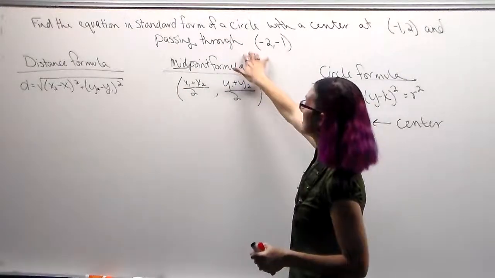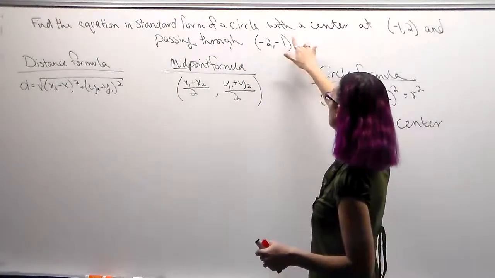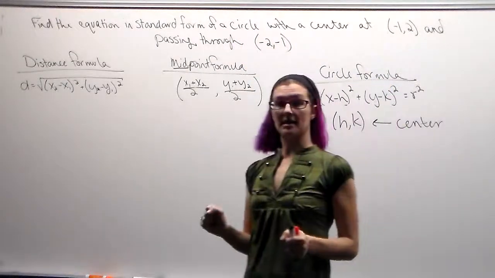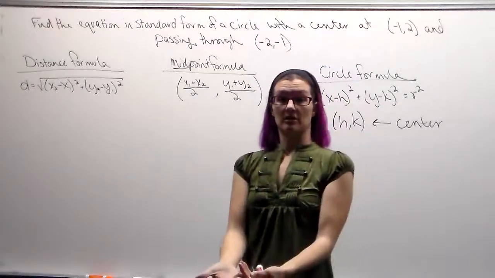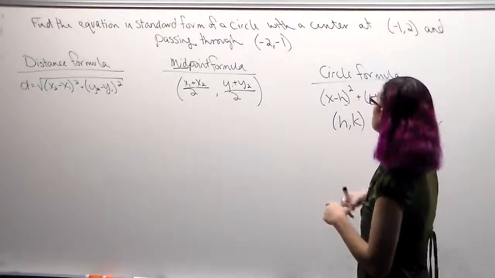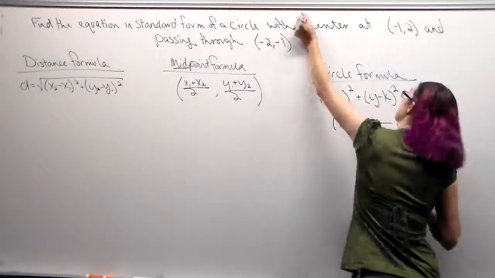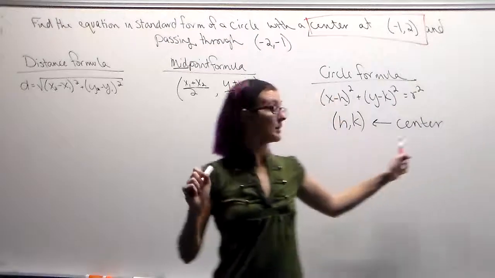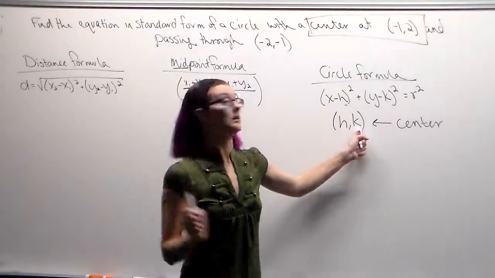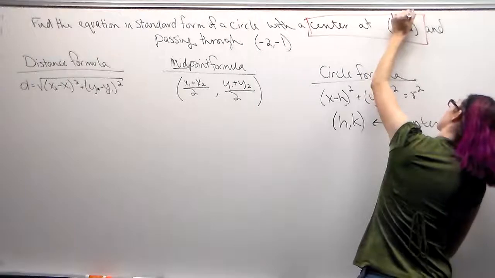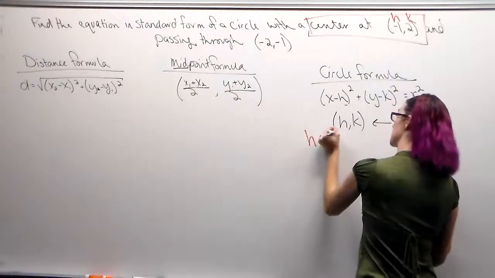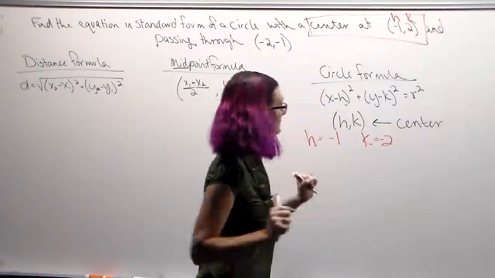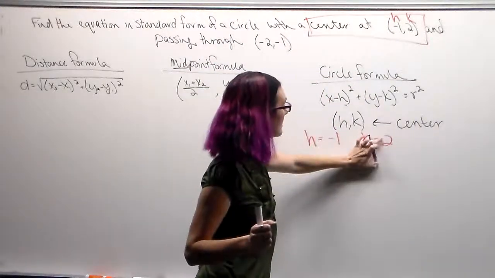This question that we have, it says find the equation standard form of a circle with the center at -1, 2 and passing through -2, -1. So they gave us the center. So you need to be very careful as to which point is your center. Our center is that point. Your center is always h comma k. So this is h and k. H equals -1, k equals -2. No, +2, I'm sorry. K equals +2.